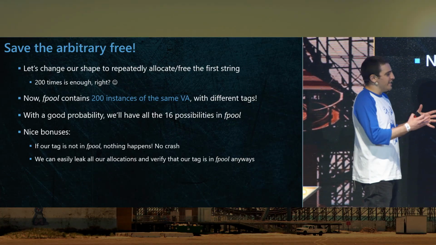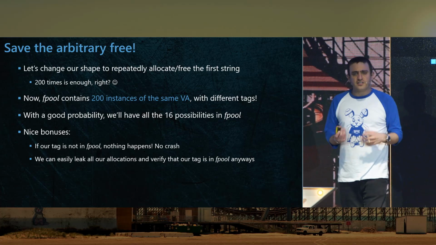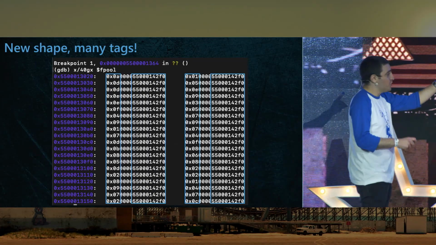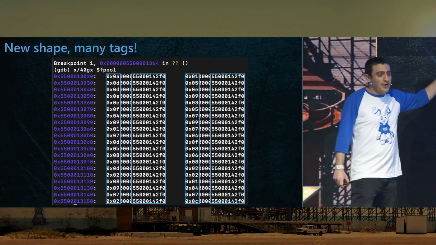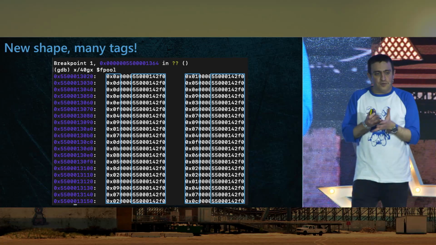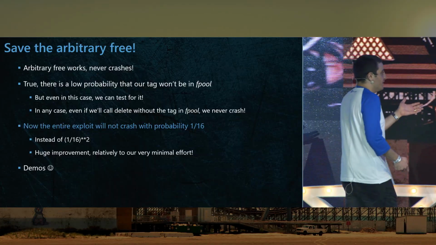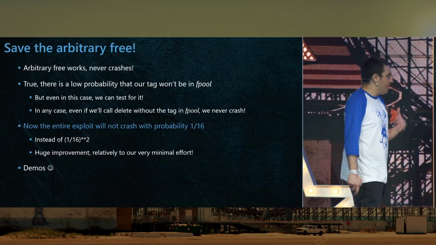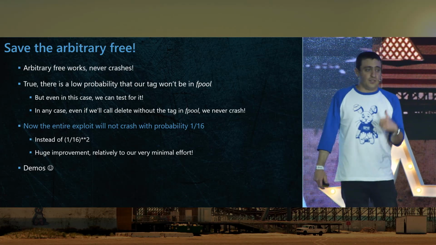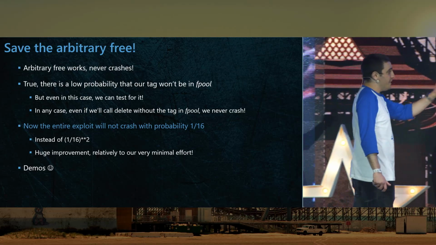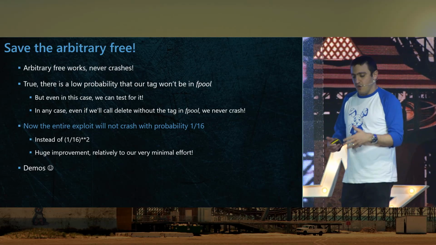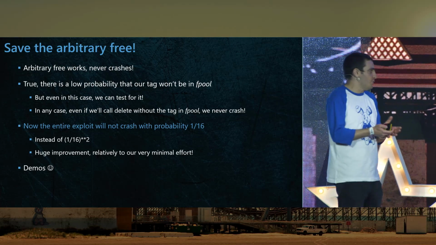Right? Instead of doing malloc free once, let's do it 200 times. Let's have a lot of pointers of the same virtual address in the F-pool array with many, many different tags. And with extremely high probability, all of the 16 possibilities of the tags will be there. And now the arbitrary free is saved, and everything works. And we actually now have an exploit that works with a probability of 1 out of 16 instead of 1 out of 16 squared. And it's really nice, especially compared to the really minimal effort that we just did.